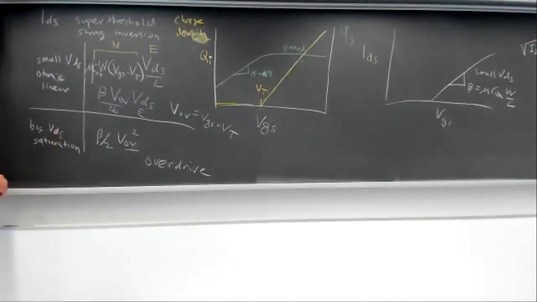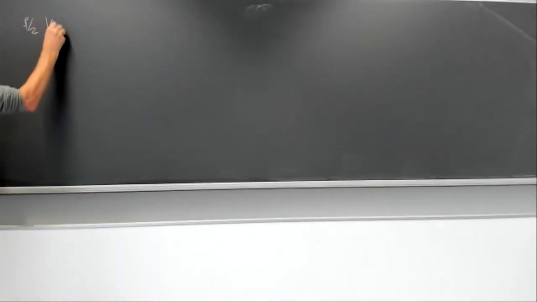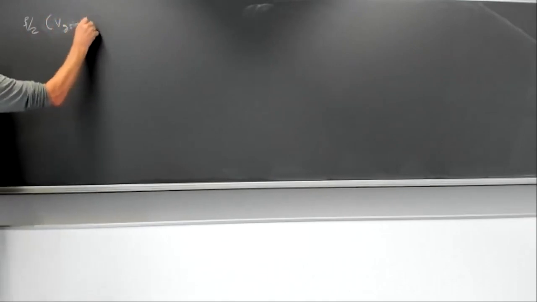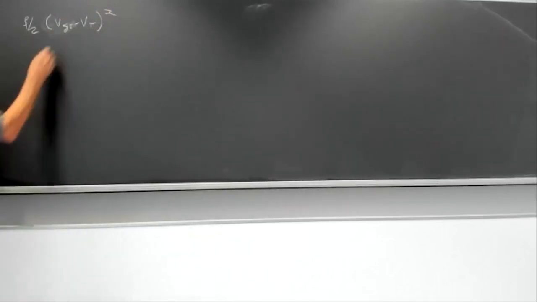Okay, so now let's try to understand this saturation of strong inversion or super threshold. So I say it's beta over 2 V overdrive squared. Let's write it out properly as VG minus VT squared. Okay, it's the same thing.